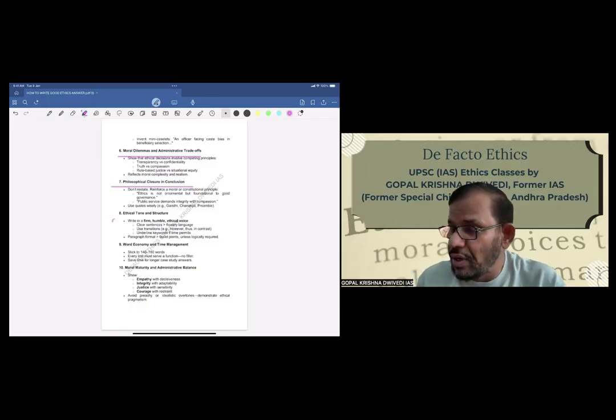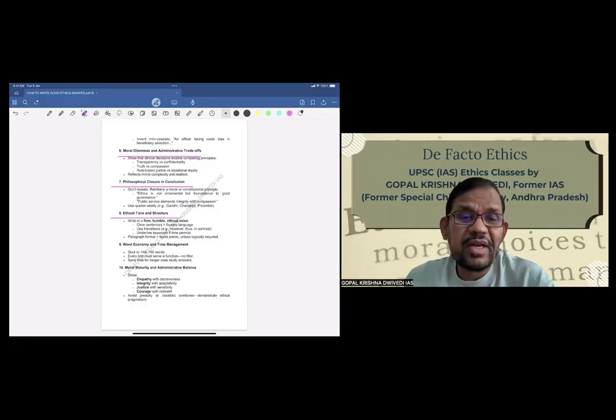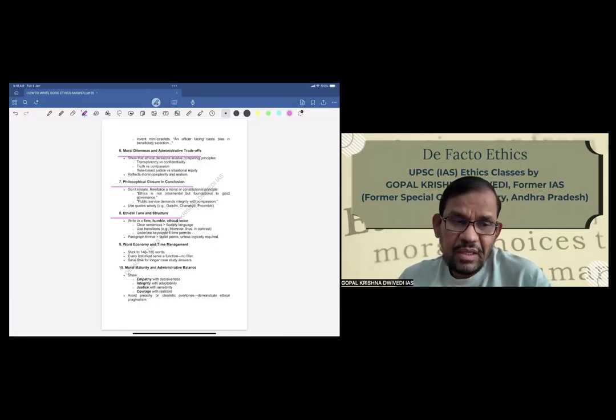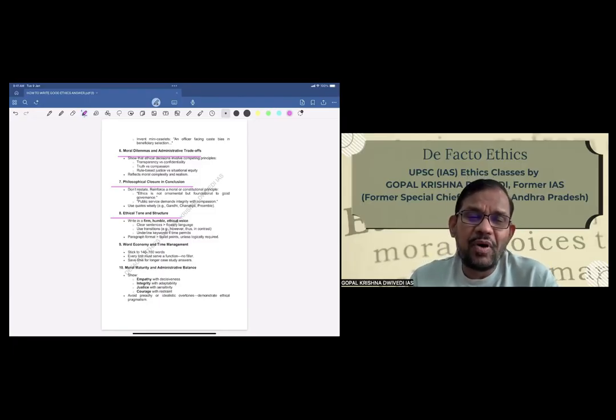Then ethical tone and structure. This is again very important, because your writing strategy has to be mostly paragraph-wise. I keep telling students that unless there is a clear directive to enumerate or list out, only then should you use bullet points or numbering.